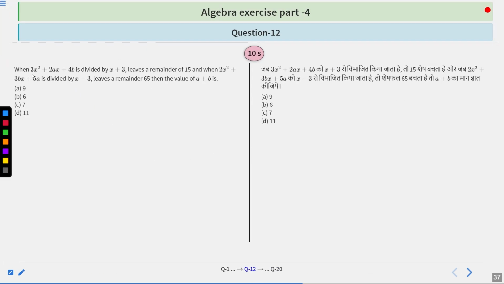Next is when 3x square plus 2ax plus 4b is divided by x plus 3, it leaves a remainder of 15. And when 2x square plus 3bx plus 5a is divided by x minus 3, it leaves a remainder 65. Then the value of a plus b is option A 9, option B 6, option C 7, and option D 11. These are the options.